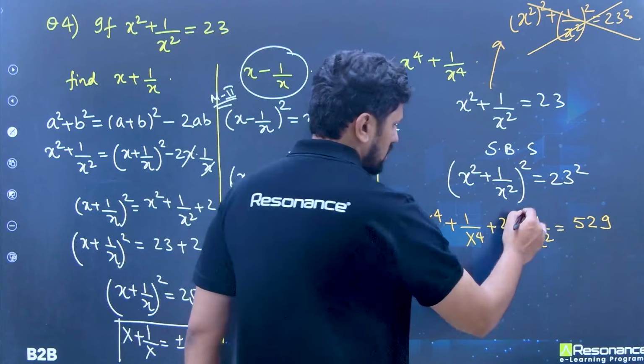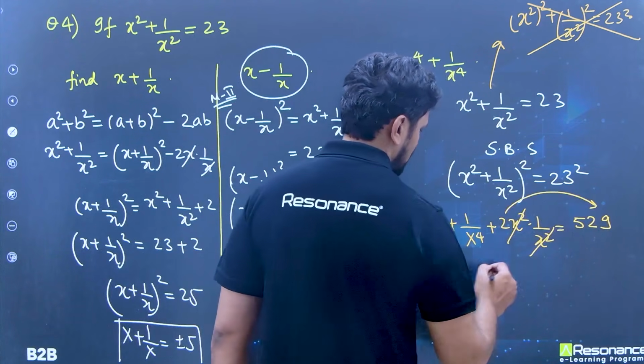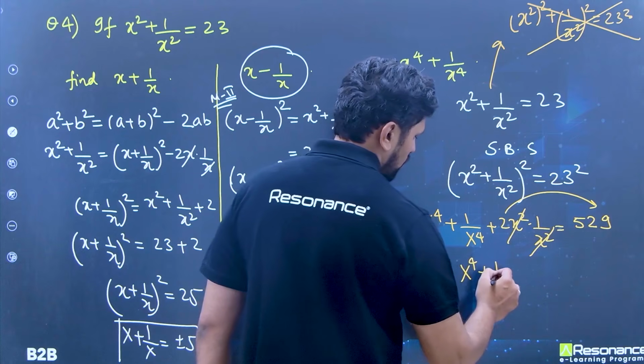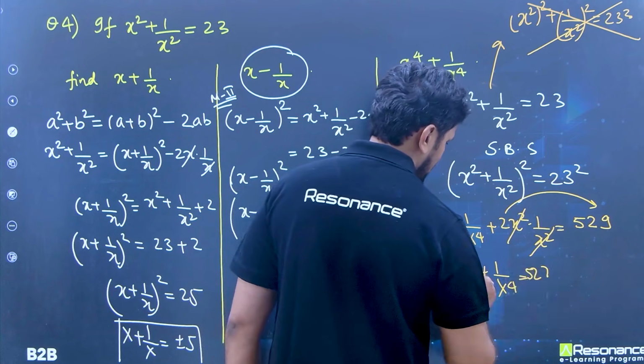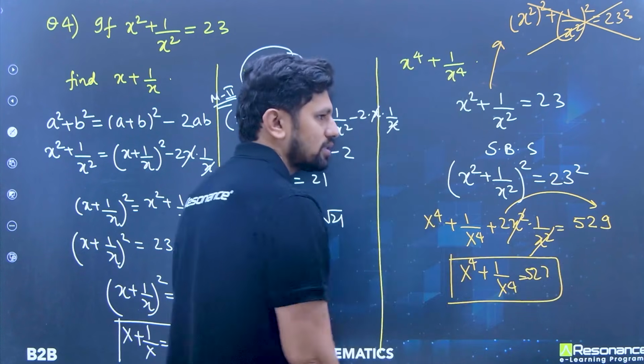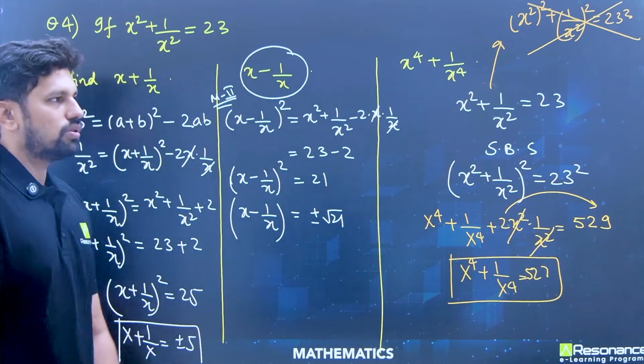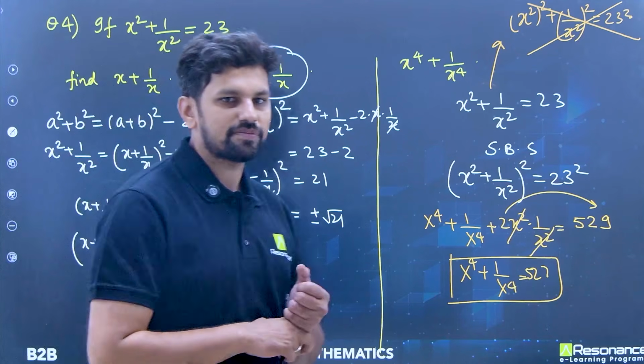529. This got cancelled, 2 will be transferred here. So x to the power 4 plus 1 upon x to the power 4 equal to 527. Yes, you all got it right.